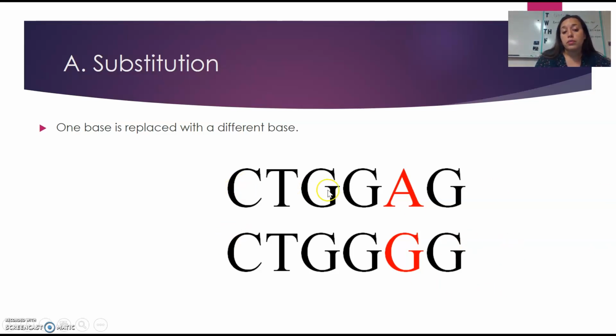So these are your bases, C, T, G, G, A, G. And it gets changed to C, T, G, G, G, G. And this happens during DNA replication. An error occurs with the DNA polymerase. It put in the wrong base and it didn't check itself.